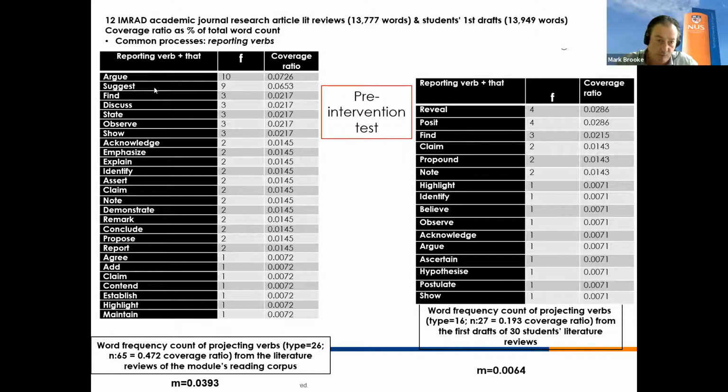The number of reporting verbs was quite distinct between the journal papers and the students' first drafts in the lit review. If you look at the bottom here, you'll see that the journal papers had 26 types of reporting verbs, and these occurred 65 times through those 12 text literature reviews. However, the students had 16 types, and these only occurred 27 times. So that's me saying, all right, there is something here with information-fronted versus author-fronted citations.